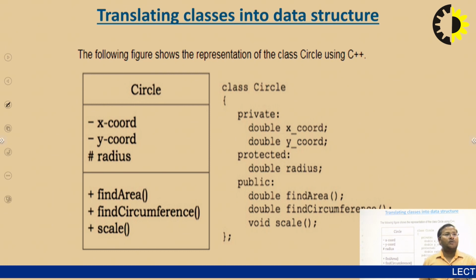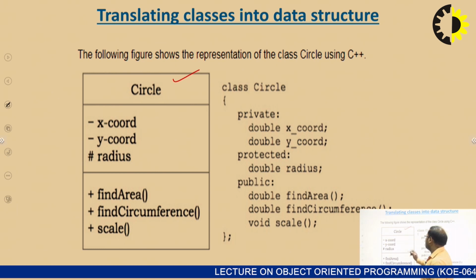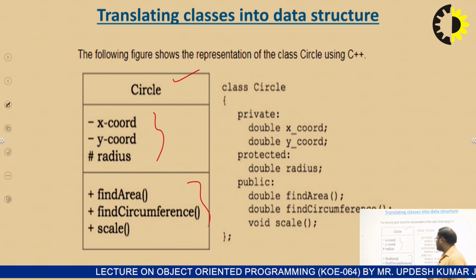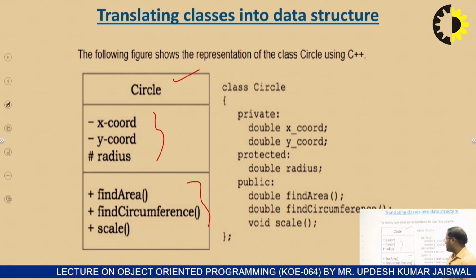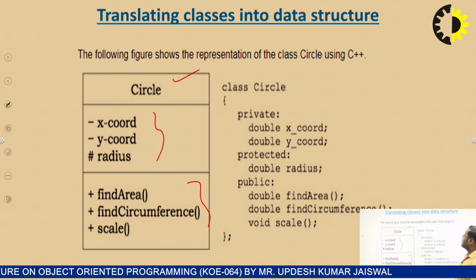Now I am going to show how we can translate a class into a data structure. Here I have taken the example of a class and the name of the class is circle, and in this class, by using the concept of encapsulation, 3 data members are present with the names x coordinate, y coordinate and radius, and 3 member functions are also present: find area, find circumference and scale. Now the following figures show the representation of the class circle using C++ code.